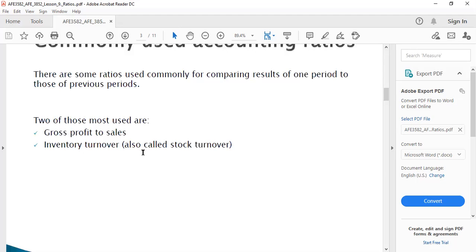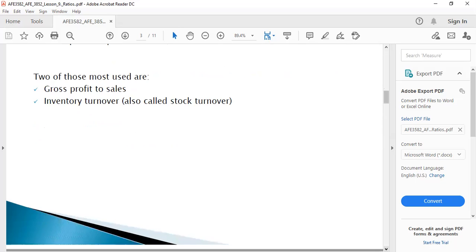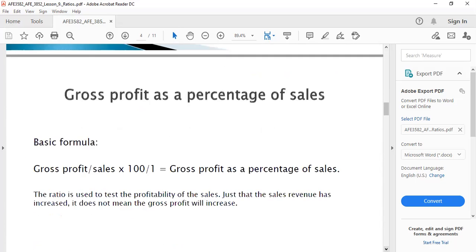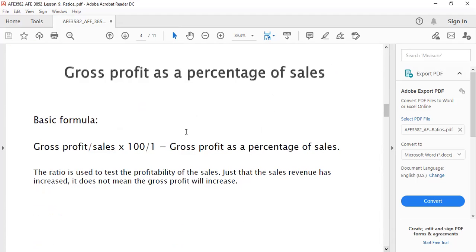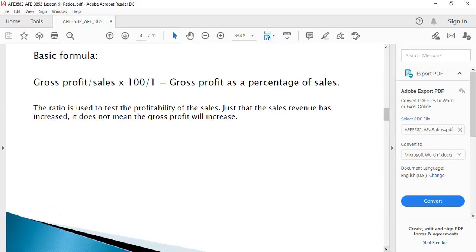So inventory turnover, also called your stock turnover. Those are the other two ratios that you can be given to calculate. So gross profit to sales, you just know that it's gross profit as a percentage of sales. In other words, it's margin. So it's gross profit divided by sales, then you multiply by 100 because it's a percentage, so it has to be out of 100.